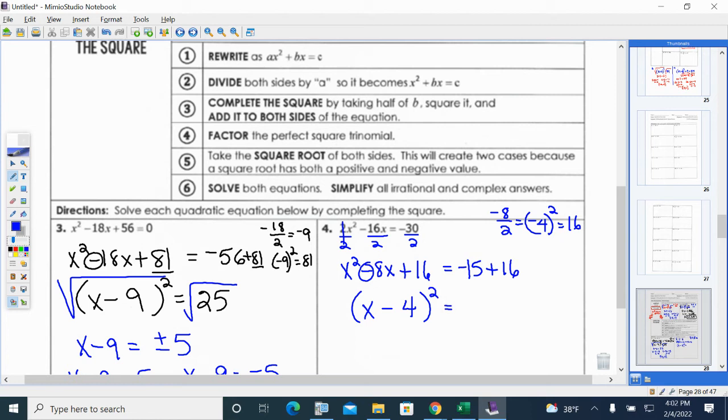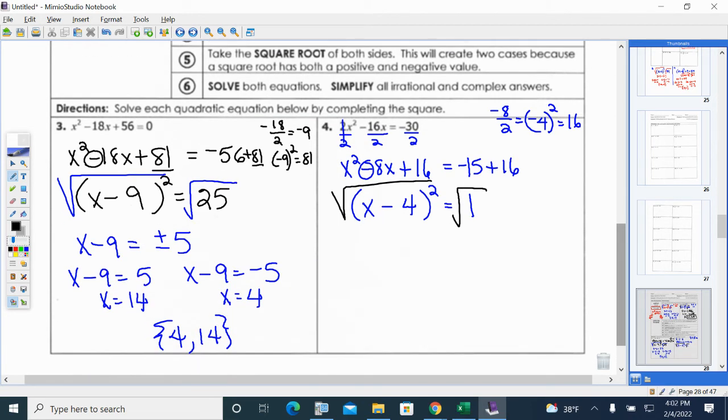And then negative 15 plus 16 is a positive 1. And then at that point, all we need to do is square root both sides and finish this off. So we get x minus 4 equals a positive and a negative 1. Separate your two equations and solve. We're going to add 4.